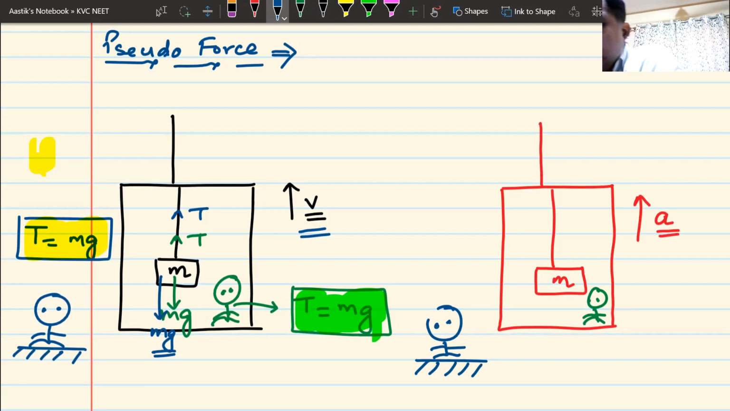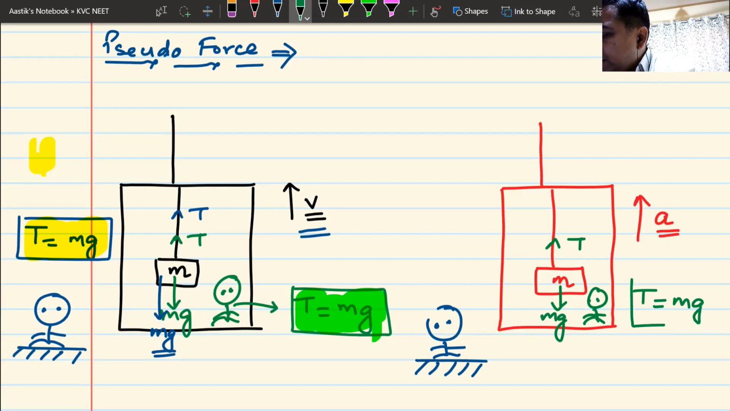They both now make equations. Remember, the green one doesn't know what is happening in the outside world. To him, the lift is the world. He sees only real forces, T and mg. He does not see the block going anywhere. Block is in equilibrium. He still writes the equation T is equal to mg. From his understanding, this is exactly correct. He does not know what is happening in the outside world.